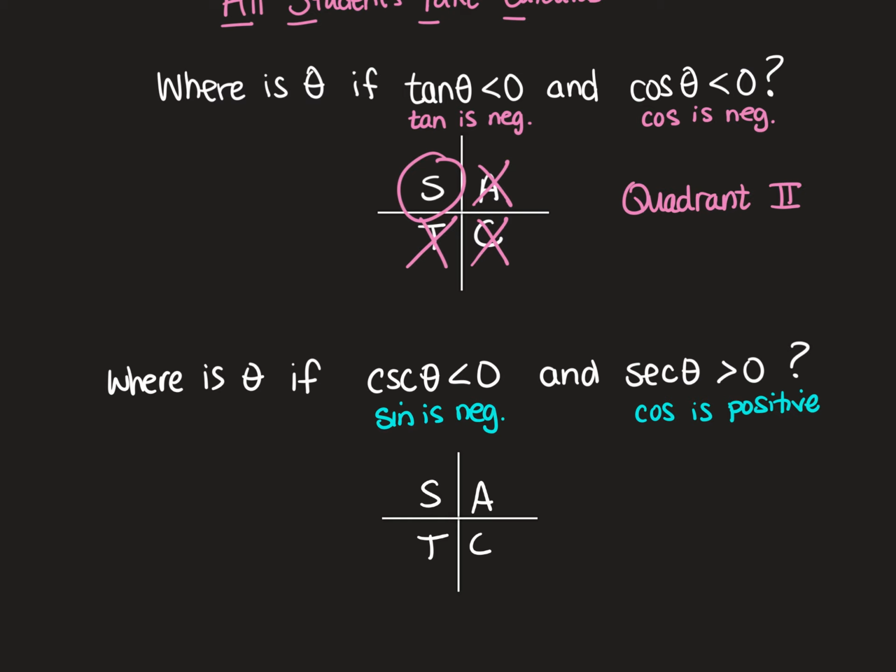So cosecant, or sine, is negative. That means it can't be here because sine has to be positive there. It also couldn't be here because everything is positive there. And then cosine is positive. Well, we know cosine is positive in quadrant 4, but we also know that only tangent is positive in quadrant 3, so we can eliminate quadrant 3. So then we would say that our angle theta is in quadrant 4.